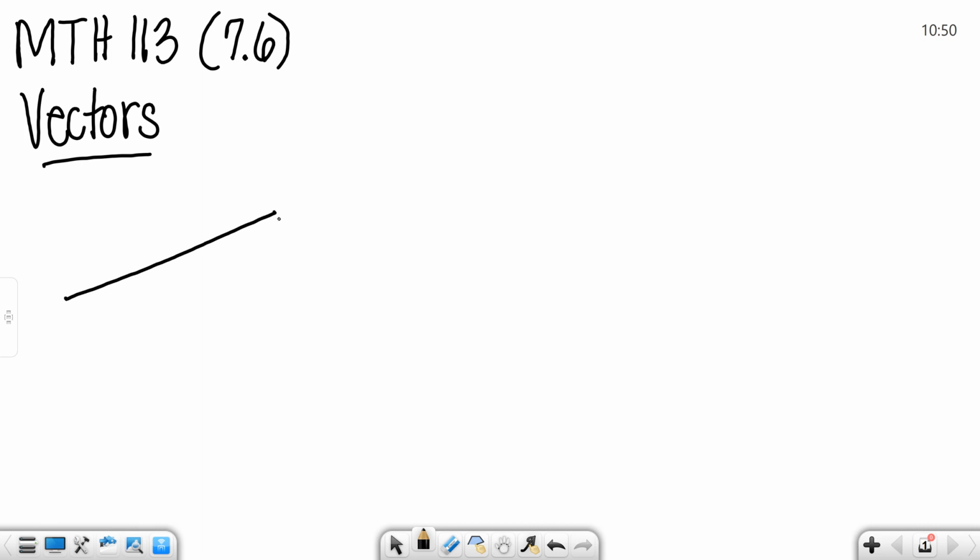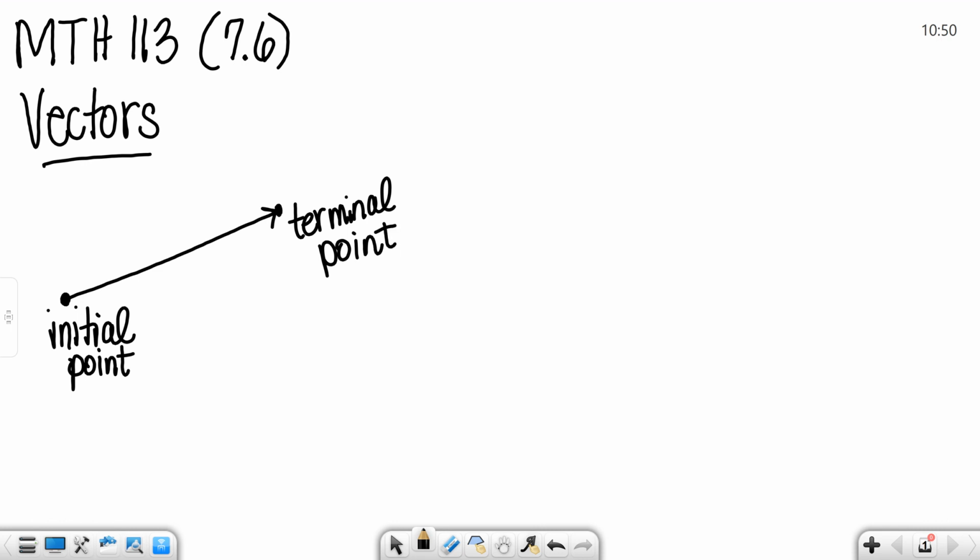Vectors essentially look like a ray. That's what they look like. The difference between a ray and a vector is that a ray continues in one direction forever, but a vector does have a terminal point. It has a stopping point. So our vector has an initial point and a terminal point. A ray would not have a terminal point, but if you draw them, they look very much the same, but a vector has a terminal point.